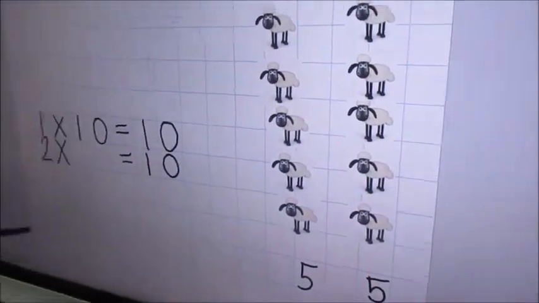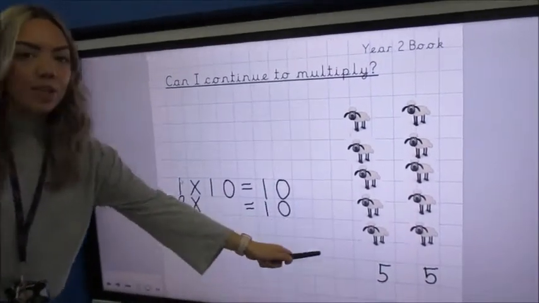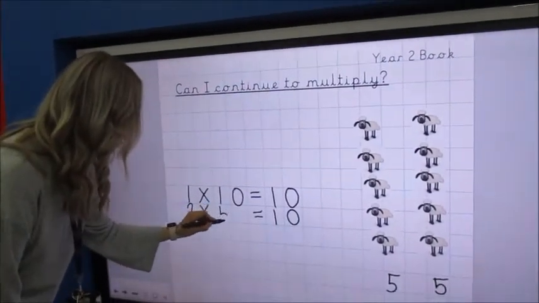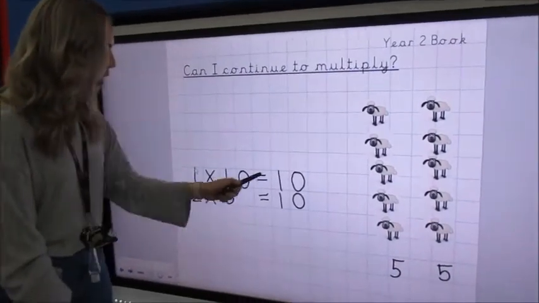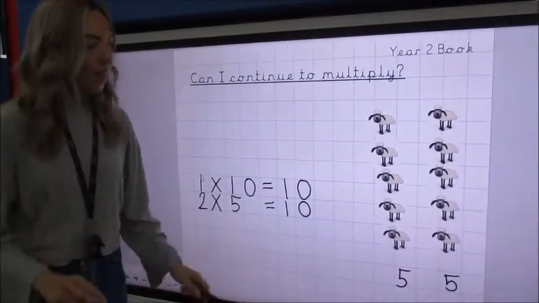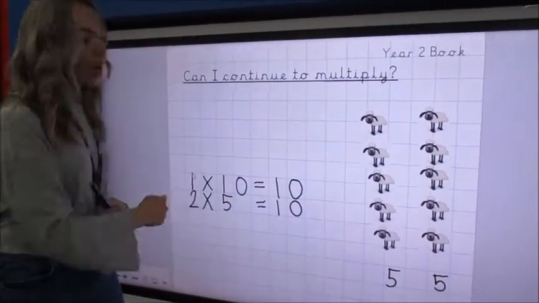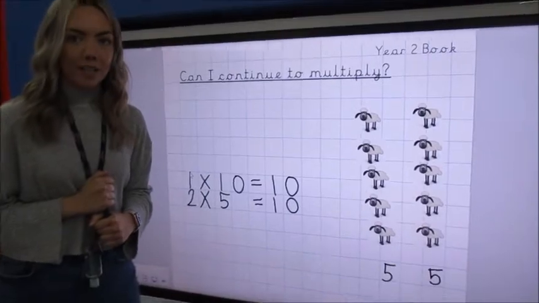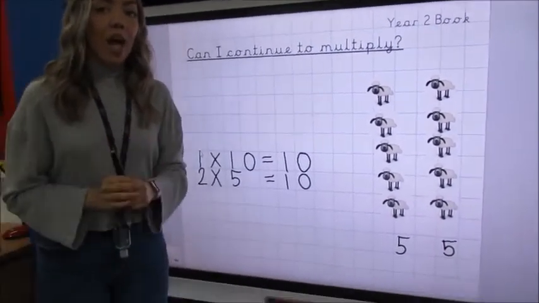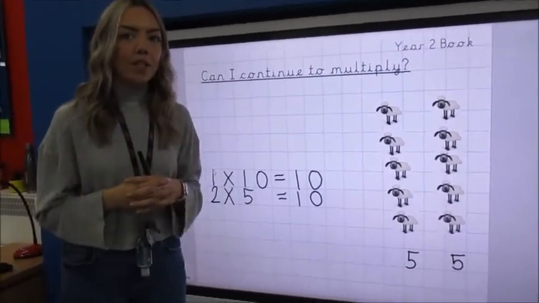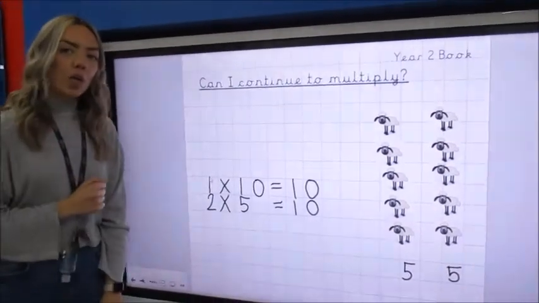So I have got 2 groups of 5, 2 times 5 equals 10. So I've already worked out 2 different ways that I can group the number 10 to turn them into a multiplication sentence. Now I want you, before you move on, to have a go with different numbers, grouping them and then putting them into number sentences.